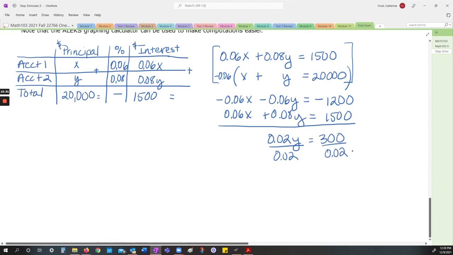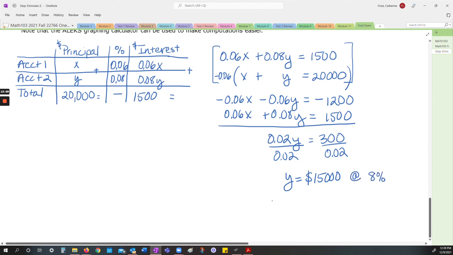Dividing both sides by 0.02, I think it's like 15, I don't know. I have trouble doing a bunch of decimal places in my head. 0.02. Yeah, 15,000. I should have more confidence in myself. Okay, so Y equals 15,000. So that was the amount invested in what we called account 2, at 8% interest. So maybe I'll write that. I think that's kind of what the answer box will look like.